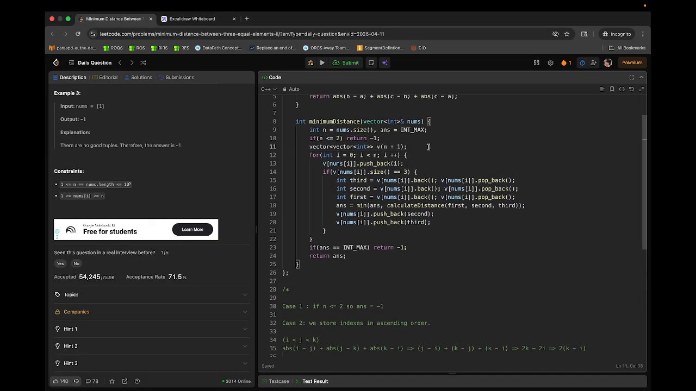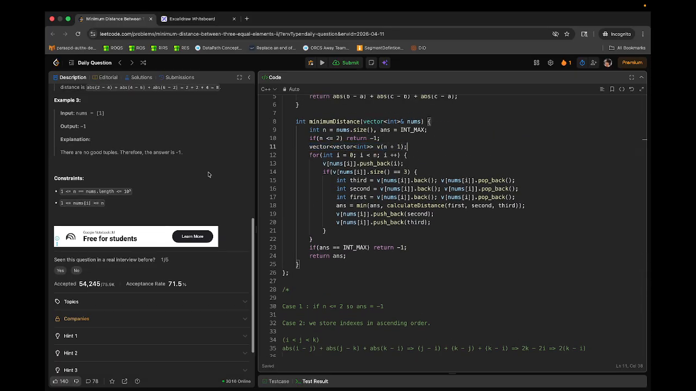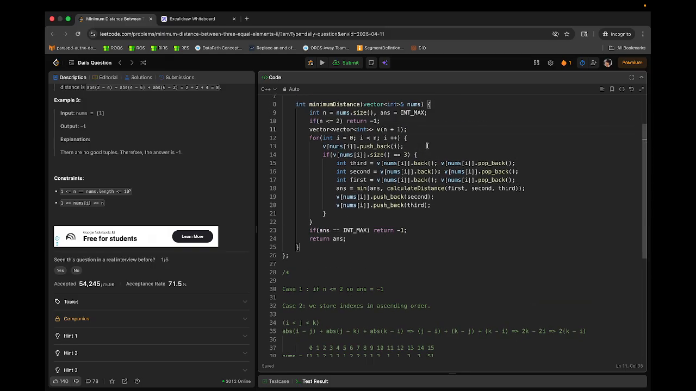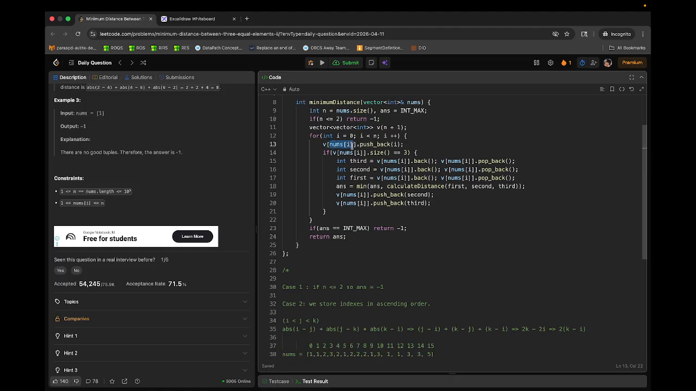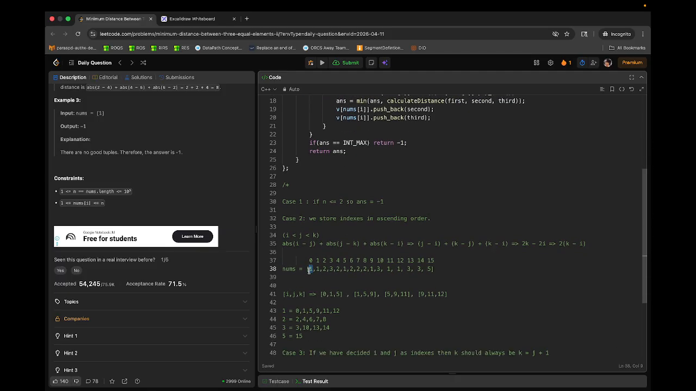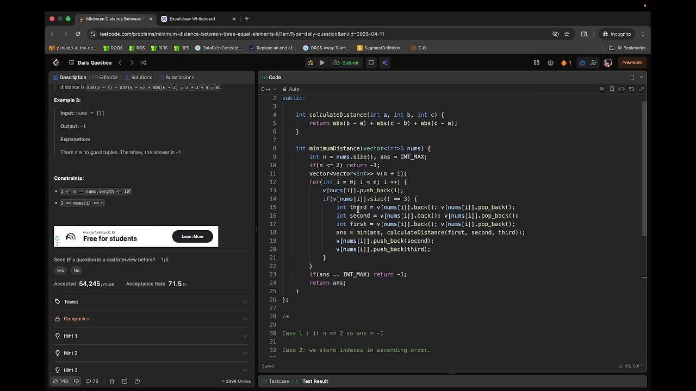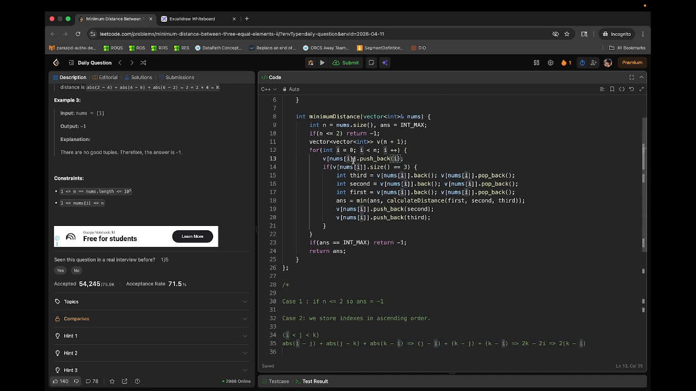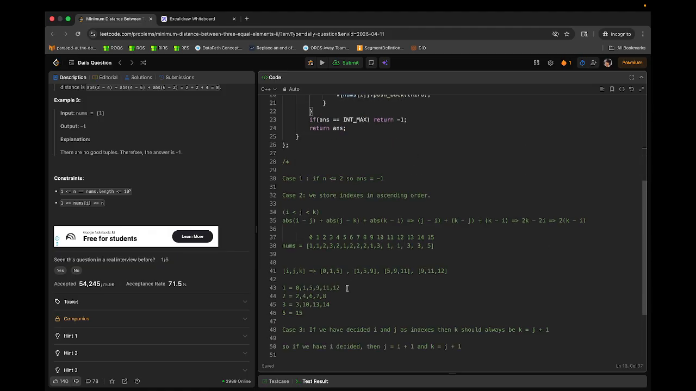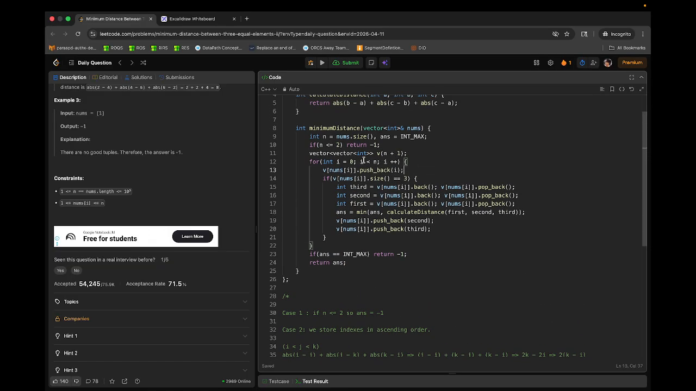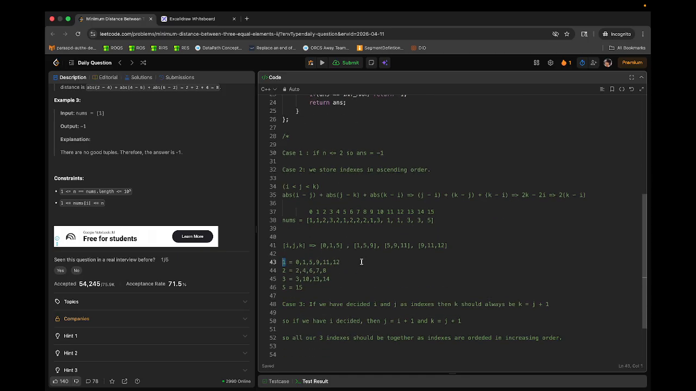We maintain a vector of size n plus 1, because nums of I can be less than or equal to n, hence n plus 1. Then we iterate over the whole array. We simply insert the particular index inside the vector whose number is present. Like when we come here at 1, we insert the index 0 under the vector 1. So for each element, we'll keep on storing its indexes, but only 3 indexes, because we need only 3 indexes.